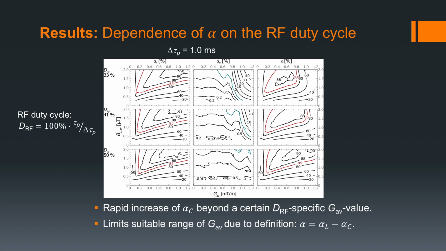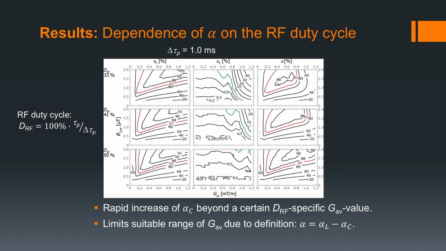Here you see contour plots of the three efficiency measures in the columns for three different duty cycles in rows. A contour plot illustrates the respective efficiency as a function of average gradient and average B1. A rapid increase of alpha C beyond a certain average gradient value is observed, which strongly depends on the duty cycle. For lower duty cycles, this edge shifts towards lower average gradients and thus limits the suitable G-average range to get sufficiently high alpha values.